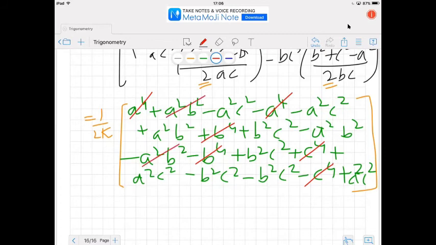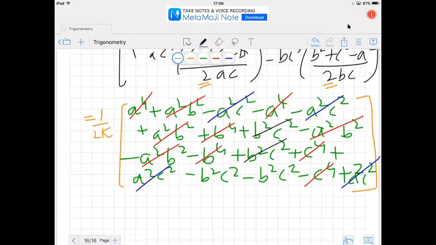Plus a square b square minus a square b square cancel हो गया. वापस यहाँ पे plus a square b square है, यहाँ पे minus a square b square है, वो भी cancel हो गया. Minus a square c square plus a square c square cancelled out. Minus a square c square again plus a square c square यहाँ पे भी cancel हो गया. So you're left with only 4 terms, वो भी सारे cancel हो जाएंगे.